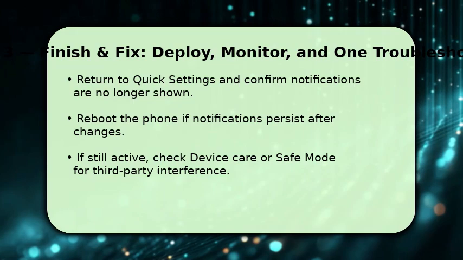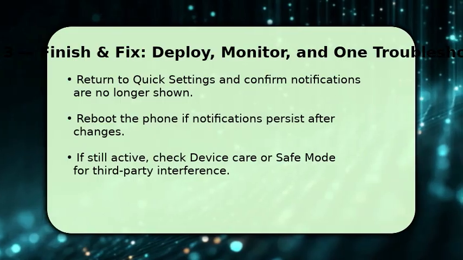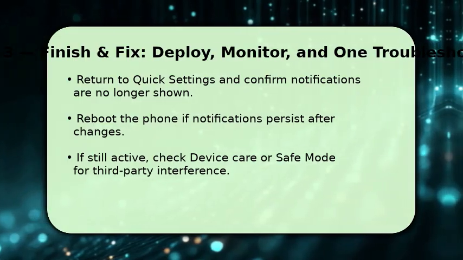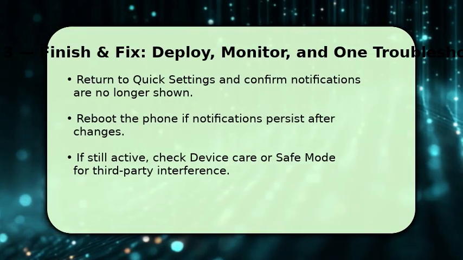Finish by validating the change. Exit settings and check Quick Settings. No hotspot notification should appear while turned off. If you still see alerts, reboot the phone to apply notification channel changes system-wide.